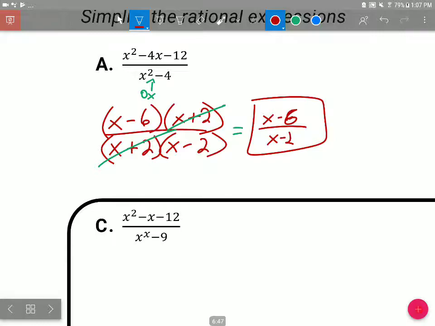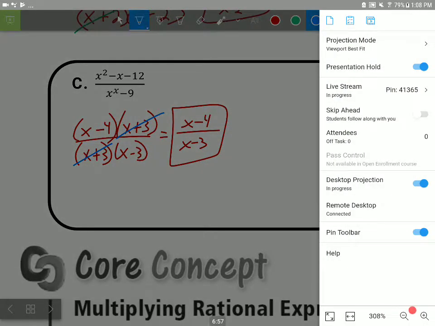Letter C. We're skipping B for the moment. Going down to C. He's like, Mr. Hunter, don't. All right, here we go. Let's put it up there.